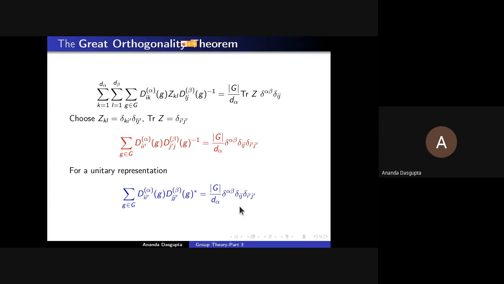So what happens to the left hand side? This becomes chi alpha g, the character or the trace, right? And this becomes chi beta g star. So this is the sum over all g, chi alpha g, chi beta g star. Okay? What happens to the right hand side? If you put i equal to i prime, j equal to j prime, sum up over i, sum up over j, what do you get?